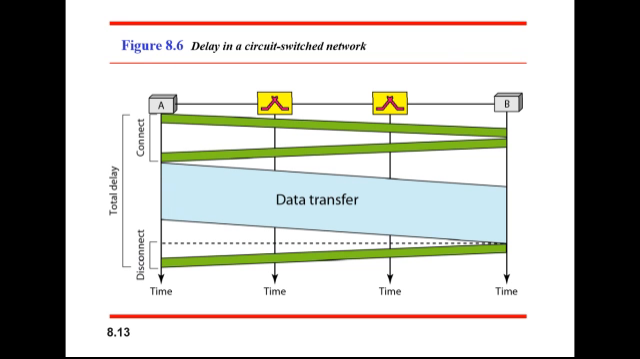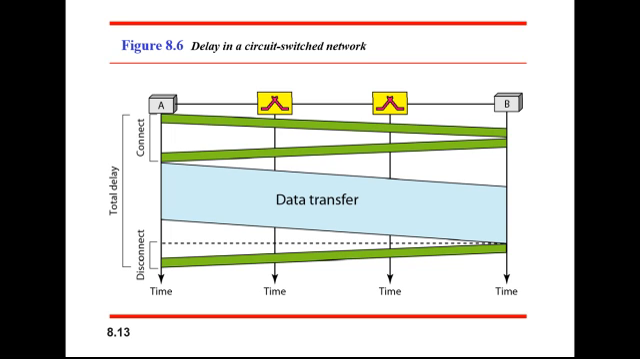Now, let's have a look at the delay in a circuit switch network. System A sends a connection request to System B. It reaches System B after some time and System B responds to it, and a connection is established between A and B. Once the connection is established, the resources are reserved and the data can be freely transferred in either directions. Once the data transfer is over, one of the parties can initiate a disconnect and tear down the resources.